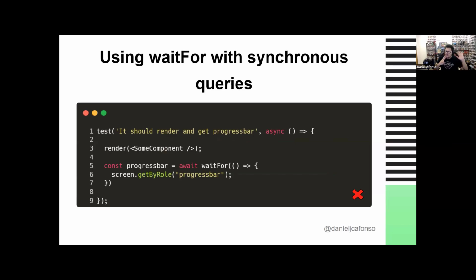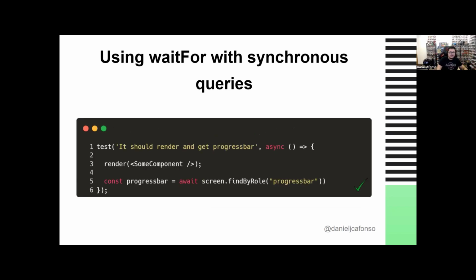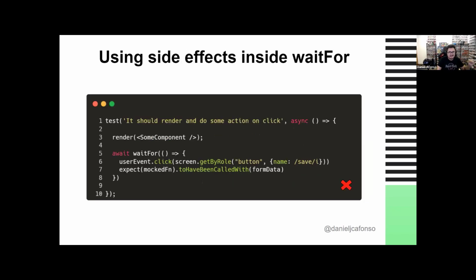We're in the last two examples, I believe, but in this scenario, using wait for with a synchronous query. What we are doing here is using the wait for util to wait for the return of a get by query. Well, why are we doing this when we have the find by variant? So if you ever want to wait for something to exist on the DOM, then use the variant query for it.